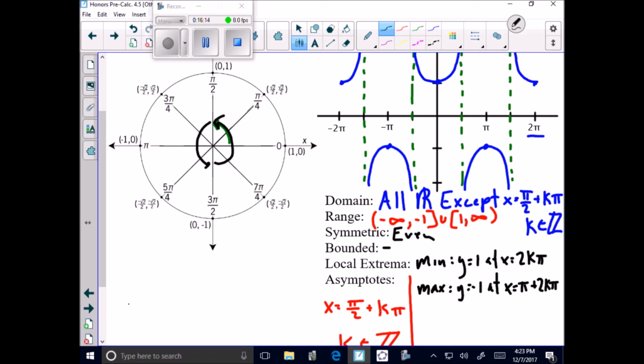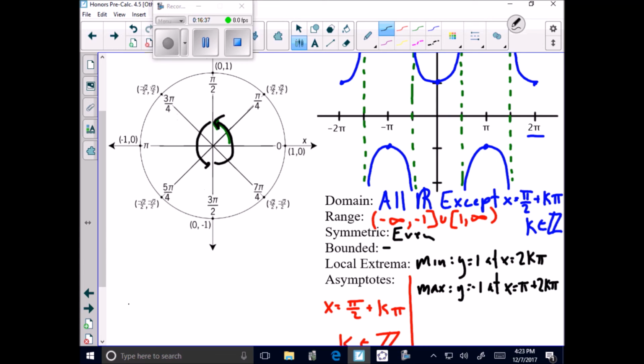The range of secant is the same as the range of cosecant, so that's negative infinity to -1, including -1 as a local max, union with 1 to positive infinity, where we say that that 1 is a local min. We would say that the secant function is even.